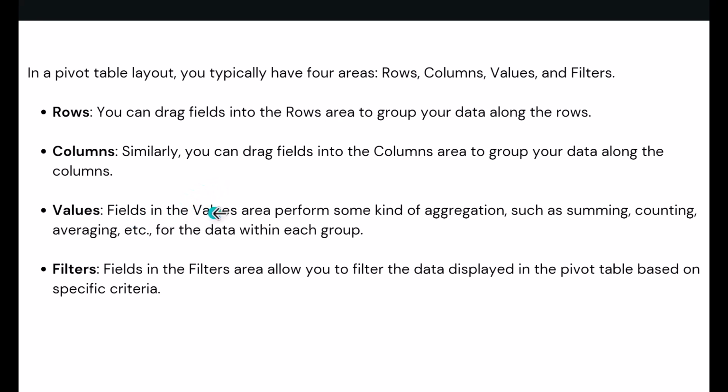The values area can perform some kinds of aggregate functions, such as summing, getting the count of values and using average functions for the data within each of these groups that you've created. And you also have the filter. This one allows you to filter the data displayed in the pivot table based on specific criteria you have. Now, I think I'll be stopping here.